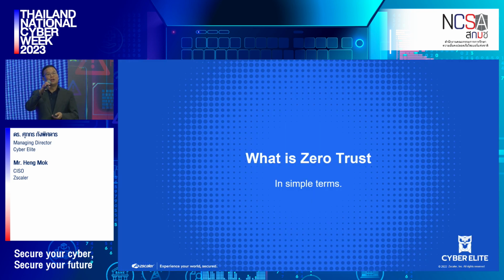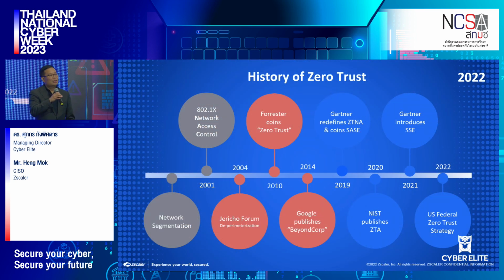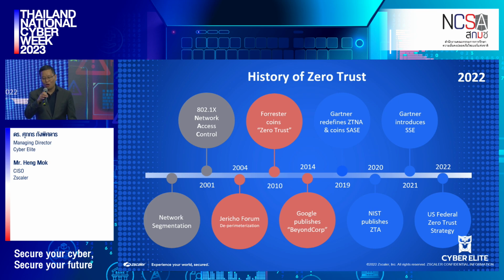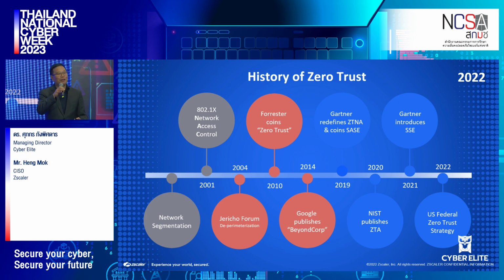So I'm going to move on to zero trust and talk about it in simple terms. I guess if we look at the history of zero trust, it's been a concept that has been around for a long time. It started off with the basics around network segmentation. And then we saw things like network access control come into play. We found the effectiveness of those particular network controls not that effective.